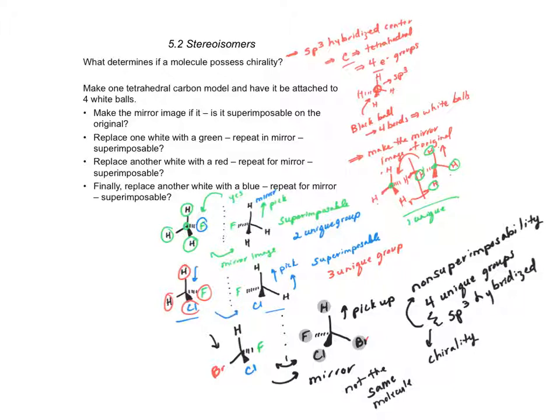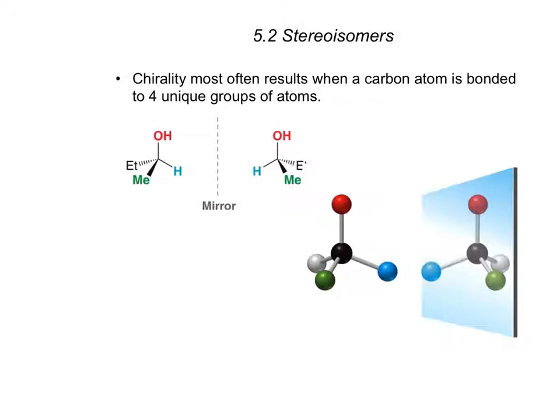So how do we know whether a molecule is going to be chiral? Do you have an sp3 hybridized center that has four unique groups around it? If you do, then you will have a chiral molecule. Just to hit home on that one more time, what's going to define whether or not a molecule is chiral? Do you have sp3 hybridized centers? What that means is, do you have a tetrahedral electron geometry?